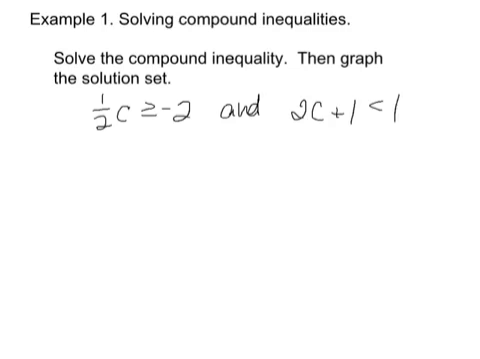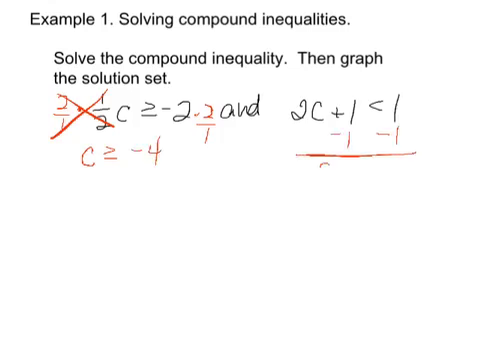Solve the compound inequality, then graph the solution set. Here we have an and statement. So you're really solving two inequalities, and you're assuming that when you graph them, it's going to be a connected graph. To solve this, multiply by the reciprocal. Those cancel out. I'm left with c greater than or equal to -2 times 2, which is -4. Subtract 1 from both sides. 2c is less than 0. C is less than 0.